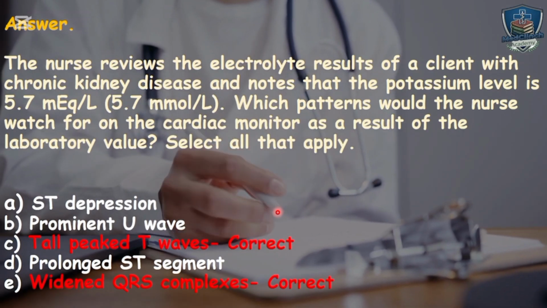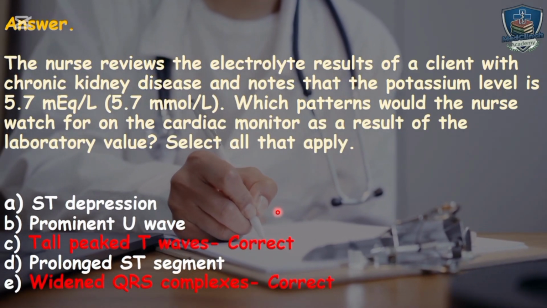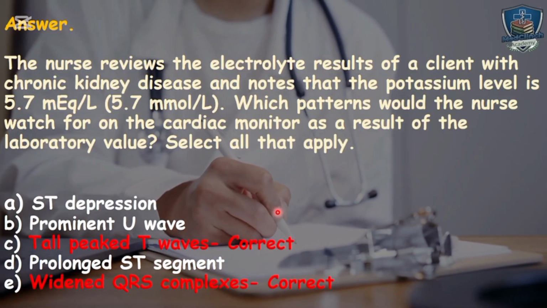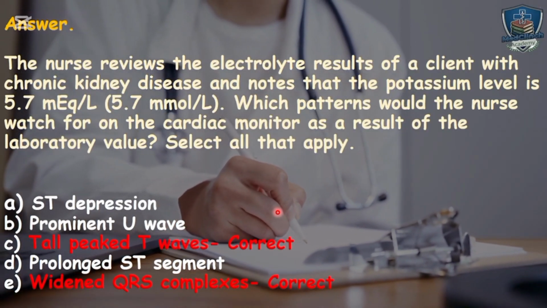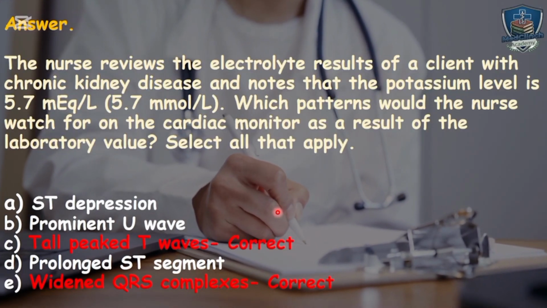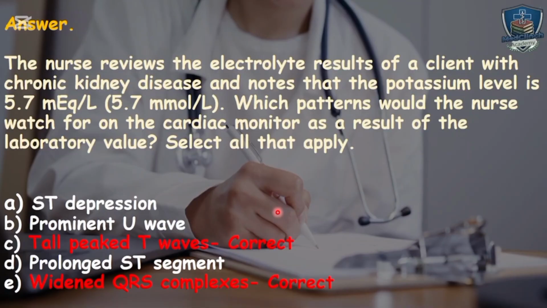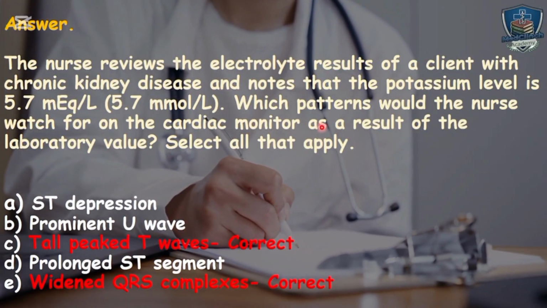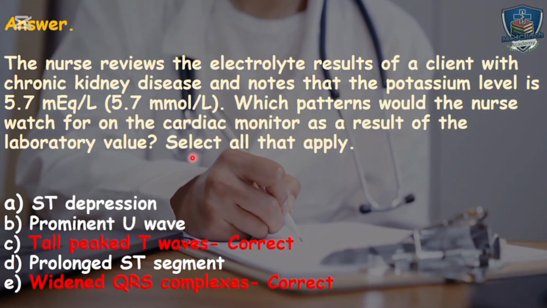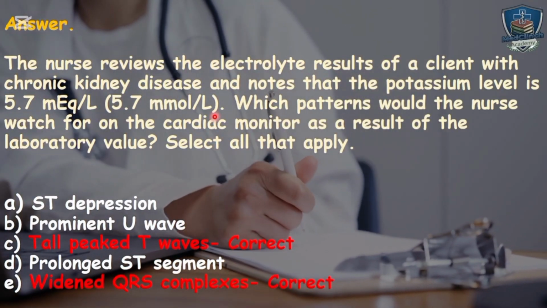Well, this question was very interesting, a very good question. I have seen it. The nurse reviews the electrolyte results of a client with chronic kidney disease and notes that the potassium level is 5.7 millimole per liter. Which patterns will the nurse watch for on the cardiac monitor as a result of the lab values? Select all that apply. In this question, automatically we know the client has got hyperkalemia.